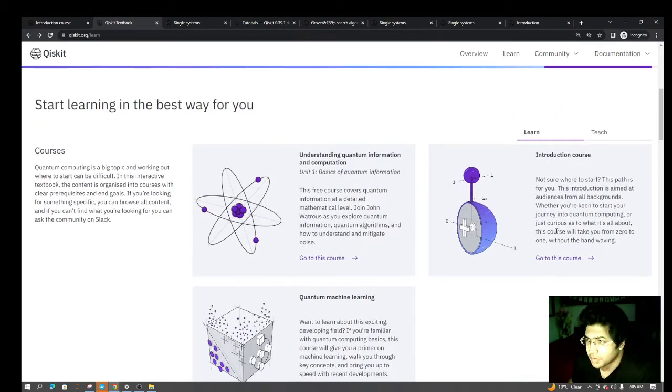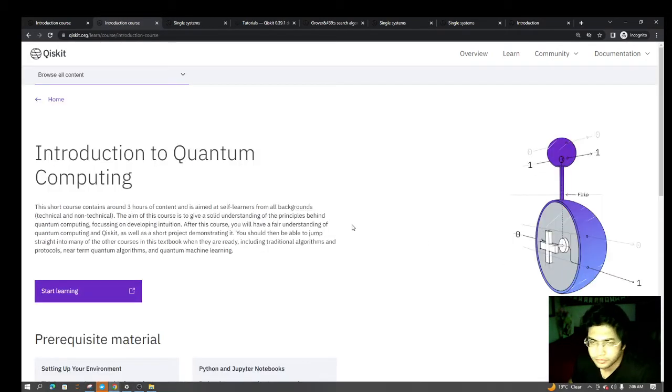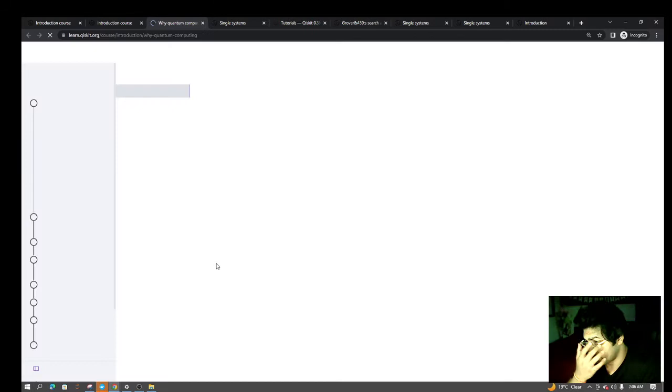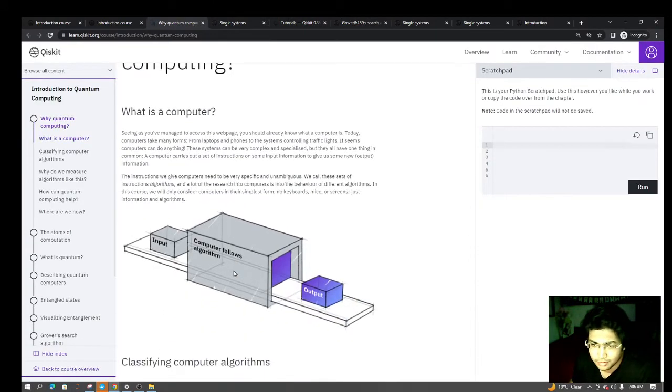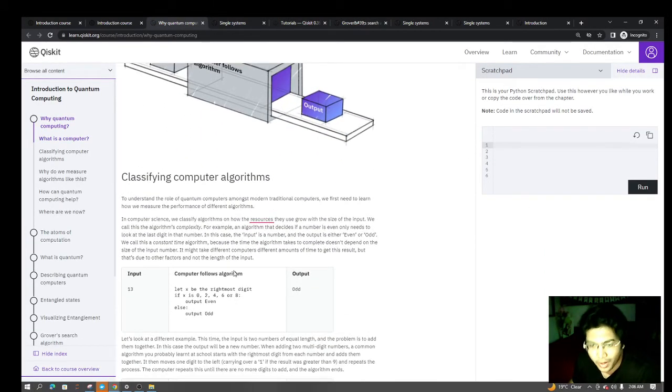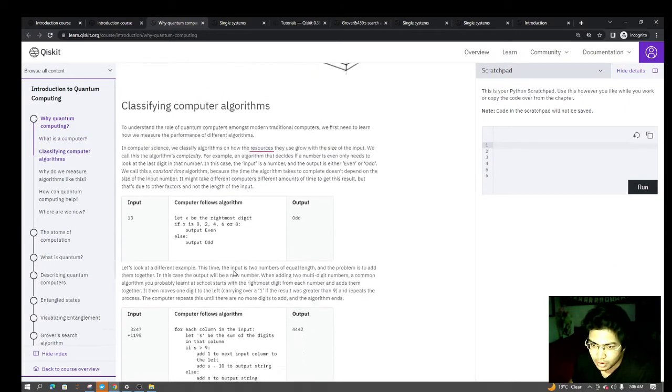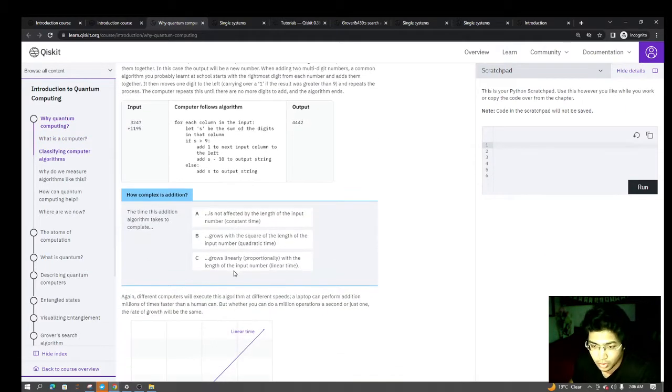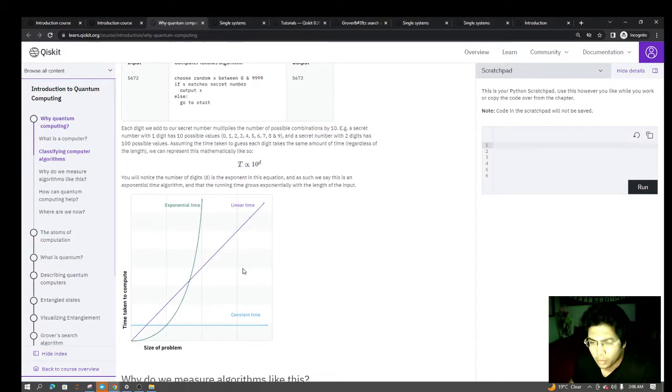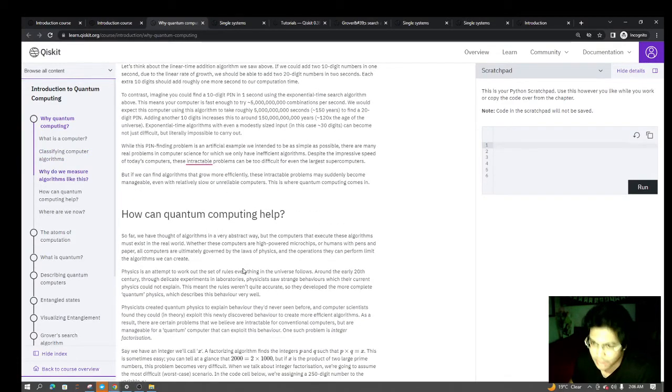The second chapter that you should cover is the introduction course. Again, this chapter will help you understand why quantum computers are even required, what sorts of problems are intractable, let's say not solvable on classical computers, and what promise quantum computers give us.